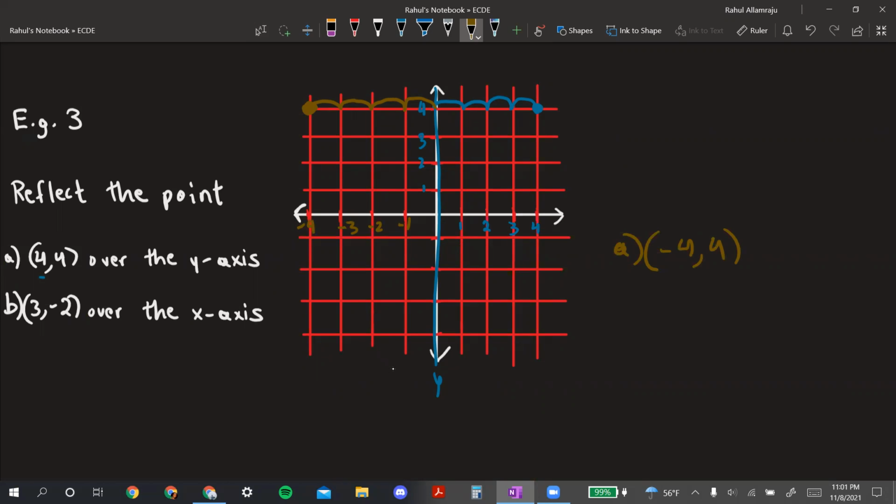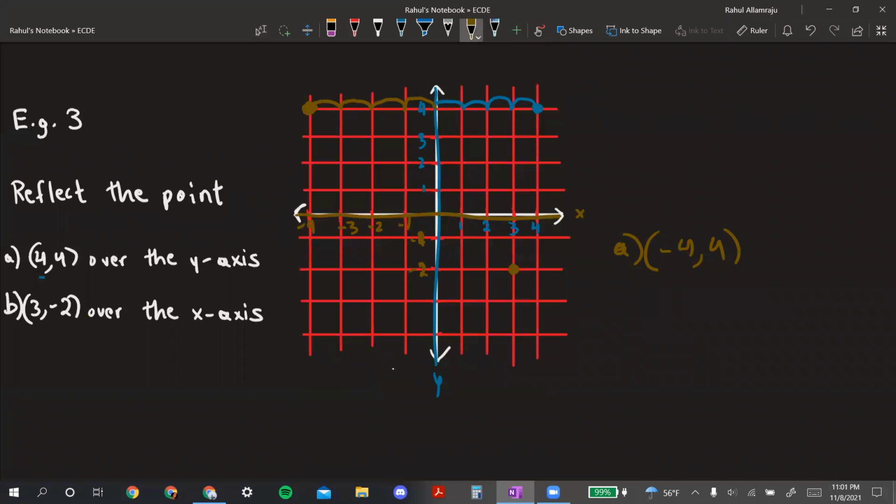Now, if we look at B, reflect the point 3, -2 over the x-axis. So you already have 3, you're going right 3 units, but it says -2, so you're going down 2 units. So 3, -2 be right there. And you're seeing reflected over the x-axis. This is the x-axis that goes horizontal.